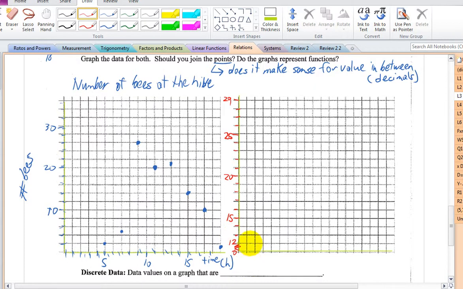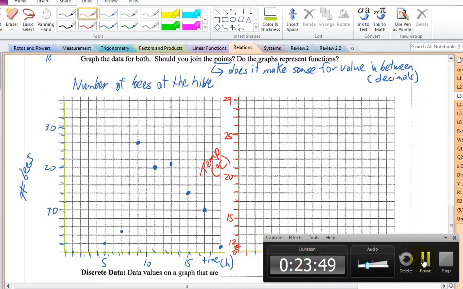Okay, so going up by 1s down here, 1, 2, 3, 4, 5. 1, 2, 3, 4, 5 is 10. 4, 5 is 15. Good. Again, this is time in hours, so H in the brackets. This would be temperature, and it's degrees Celsius in the brackets. Okay, so go ahead, graph your points.